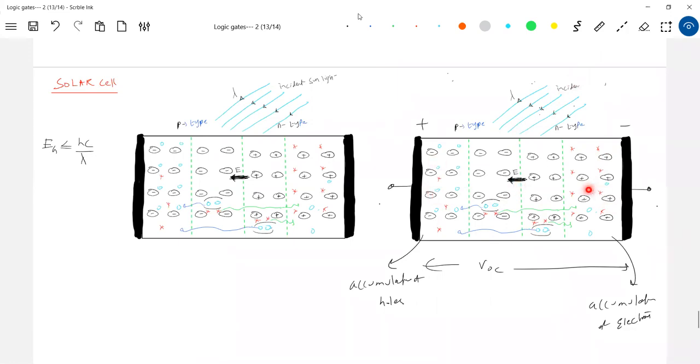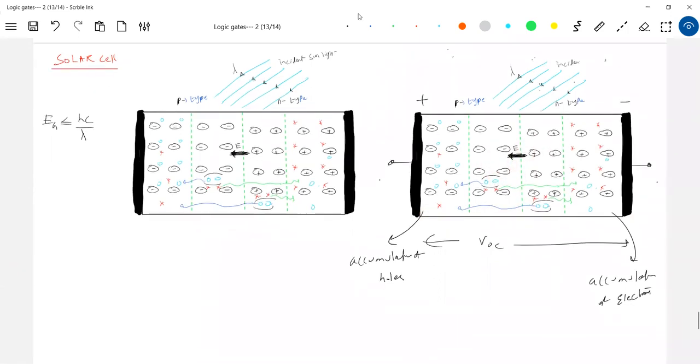So accumulation of holes occurs. And now you can ask questions, sir, like this: one day there won't be any covalent bond left to break up. But making and breaking of covalent bonds will occur, and there'll be some constant rate, because the sunlight will be continuously incident.